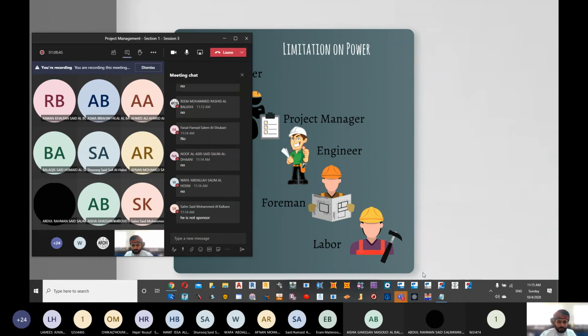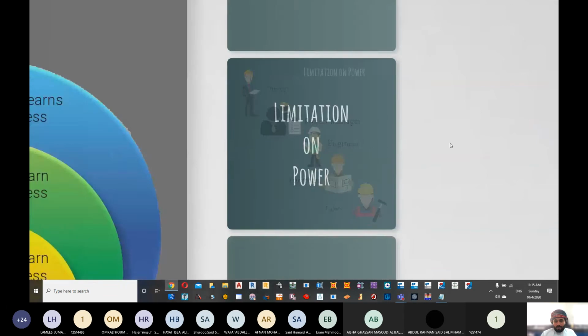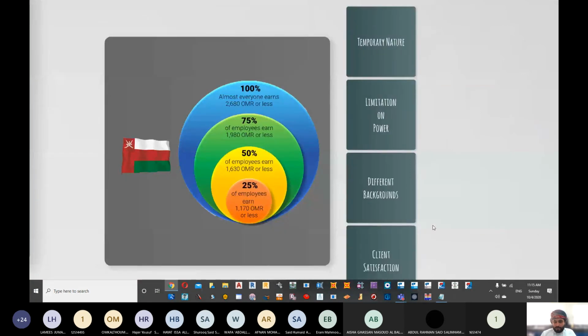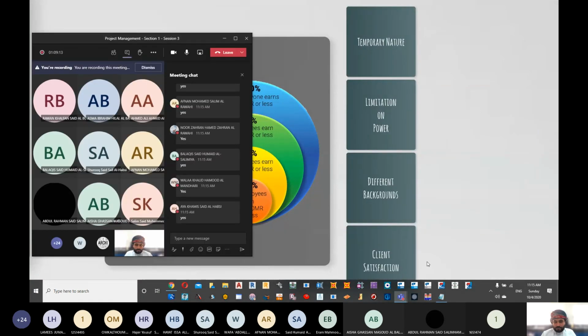Are we fine with that? So limited on power. Are we clear with the limited on power?